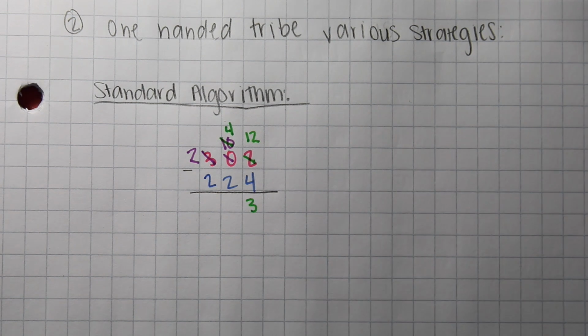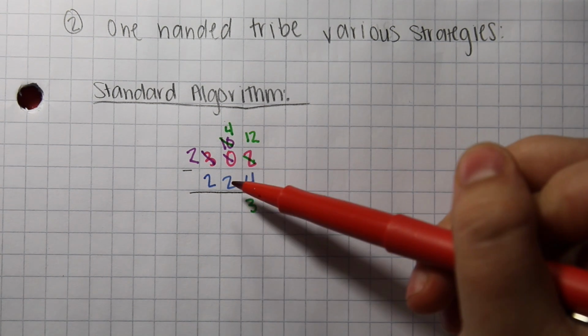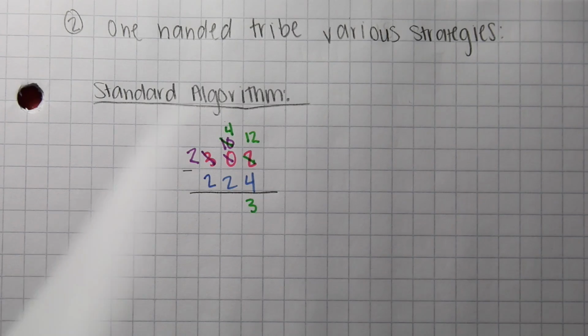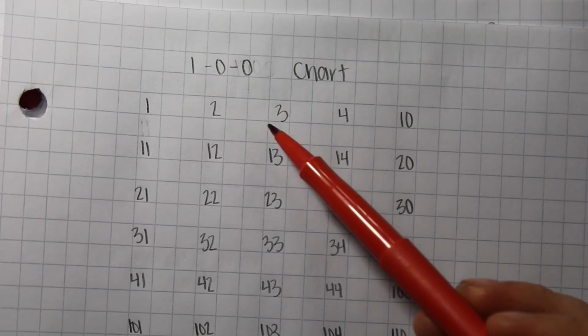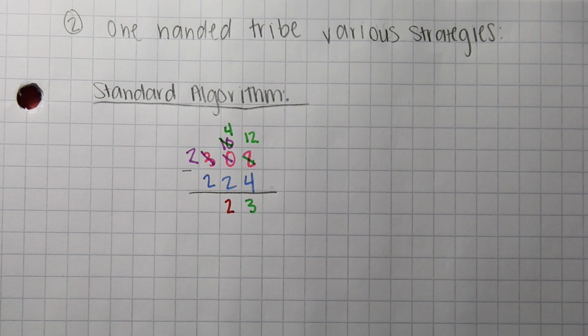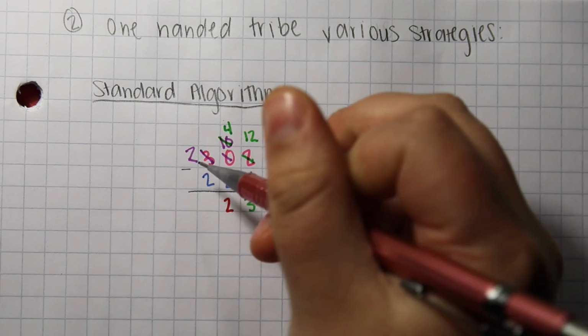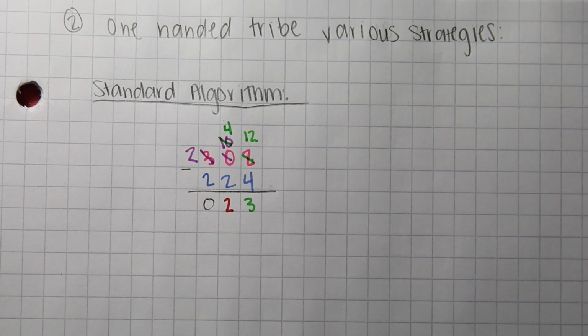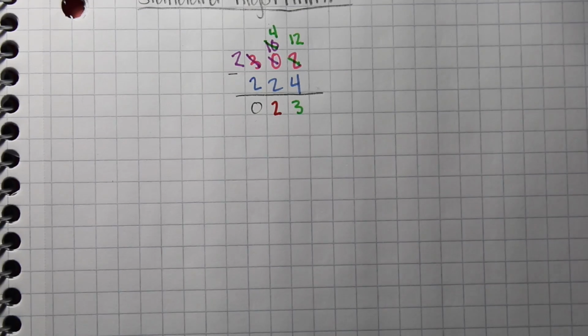Then I go from right to left as usual. 4 minus 2 is 2. Again, this is shown in the 100 chart. And then finally, 2 minus 2 is 0, so those ended up just canceling each other out. So we find our answer to be 23.